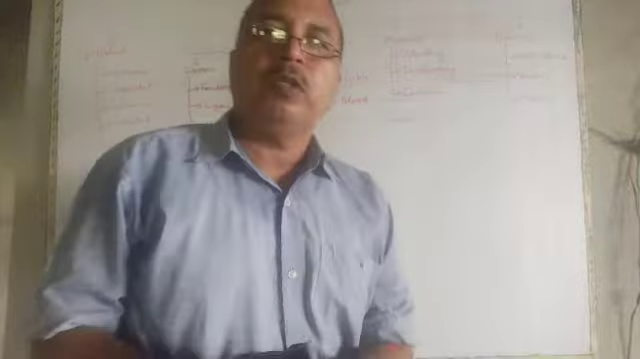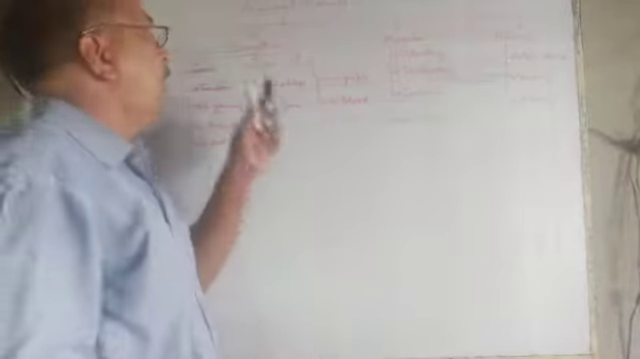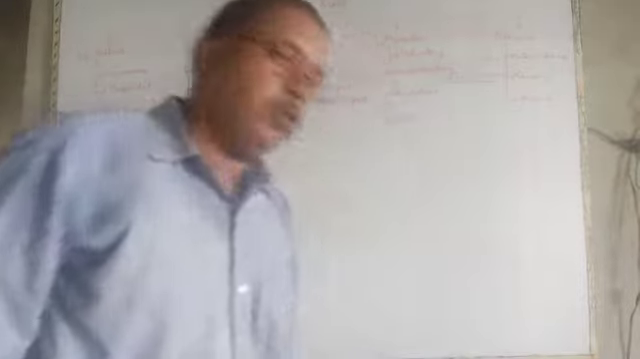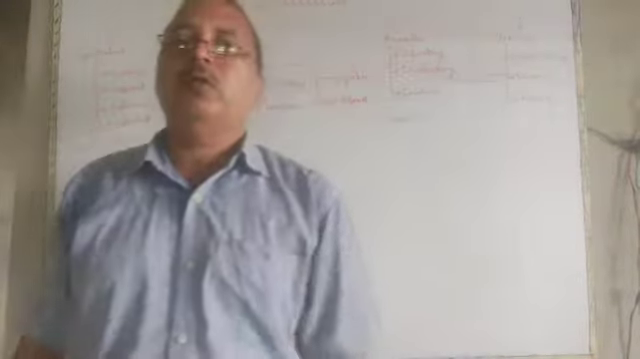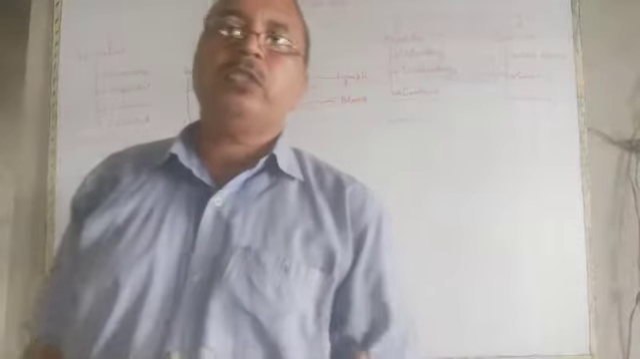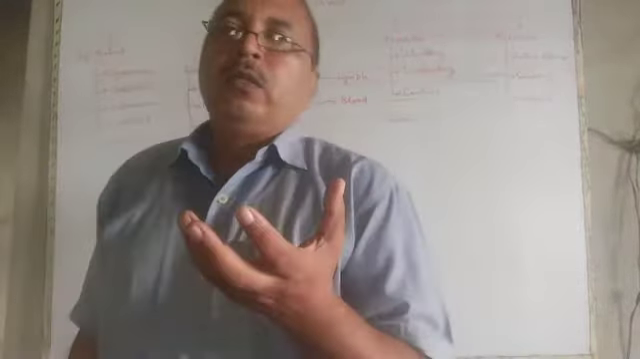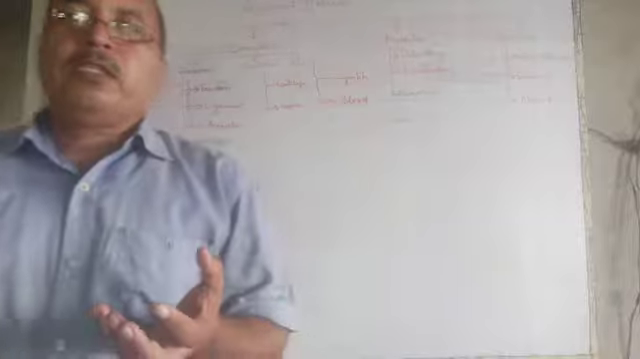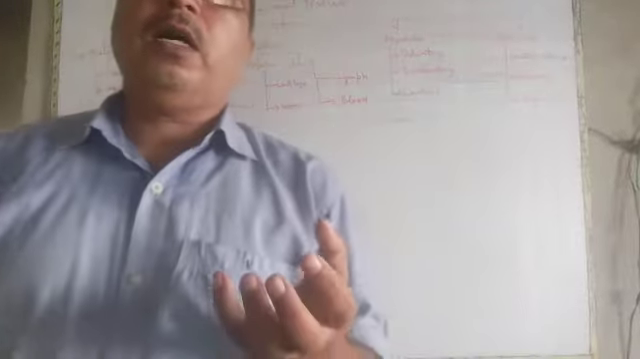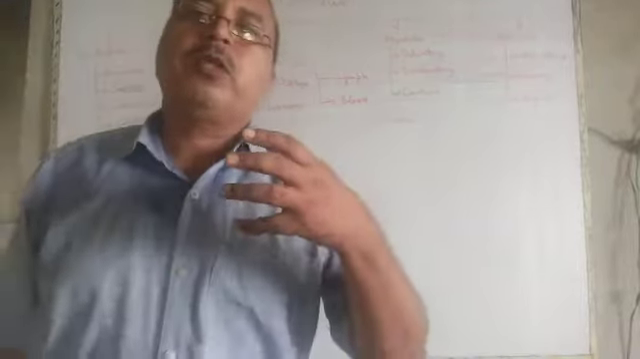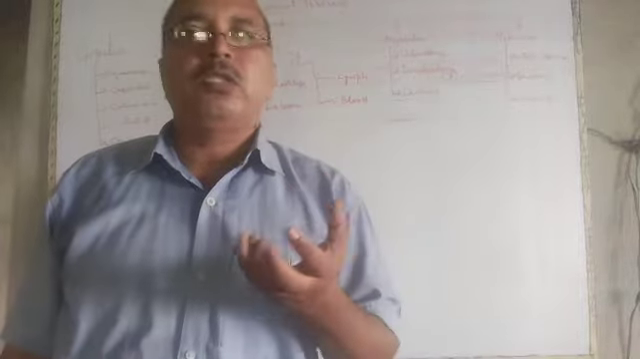Dear students, today we'll be reading about the animal tissue. In the previous videos, we have already talked about the plant tissues. Plant tissues means the group of cells that combine together and give rise to a structure that is called tissue.